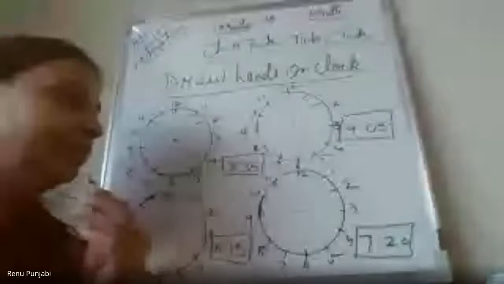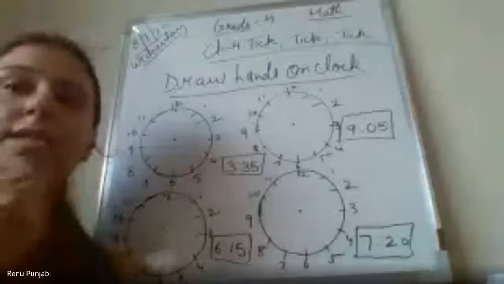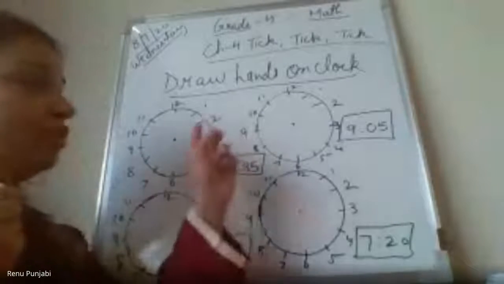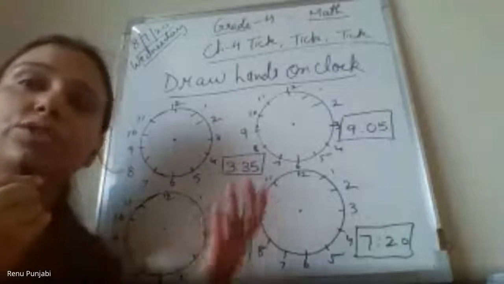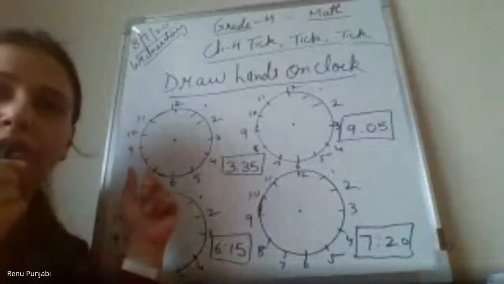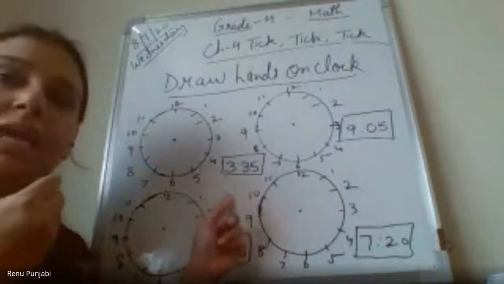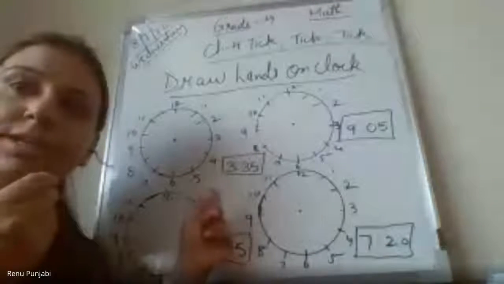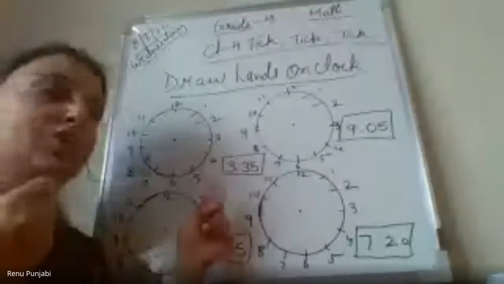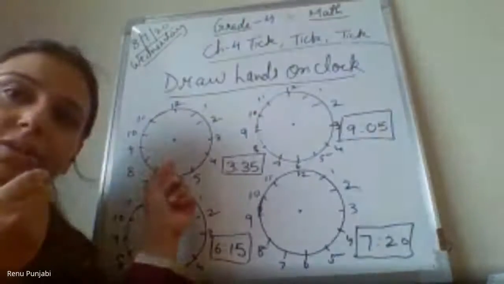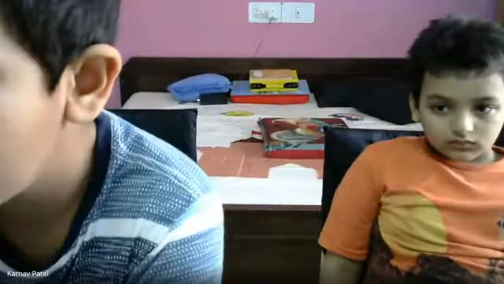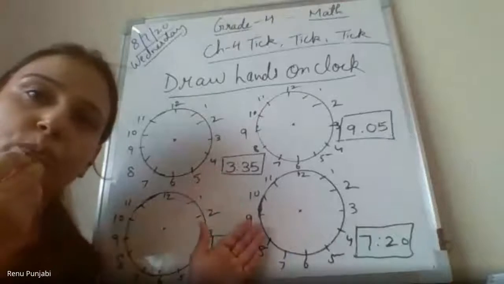Okay. So my today's home task is to join the hands, because we have learned how to draw the hands. So you have to draw the hands in the clock with the given time. The time is already given to you, 3:35 in digital. You have to draw the hands in the clock. This is your notebook work. The worksheet I will send you based on the same.